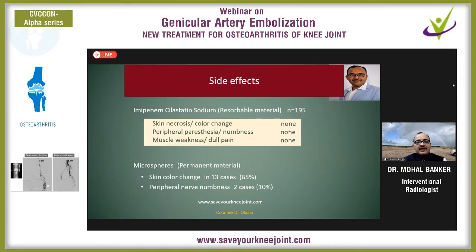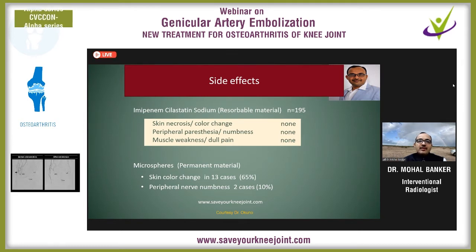As for side effects, no side effect is observed while we are using this imipenem, a temporary embolic material. But while we are using a permanent embolic agent, there are side effects. Local skin necrosis or temporary peripheral numbness is observed because of non-target embolization.